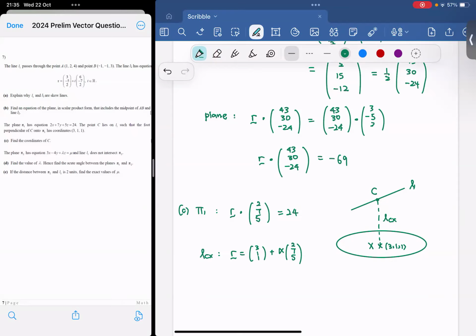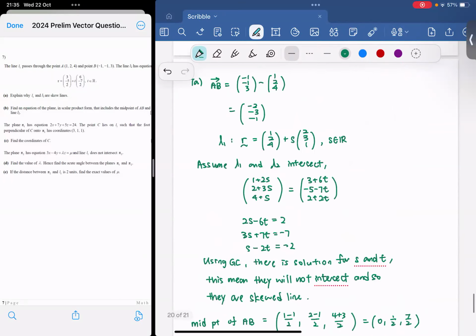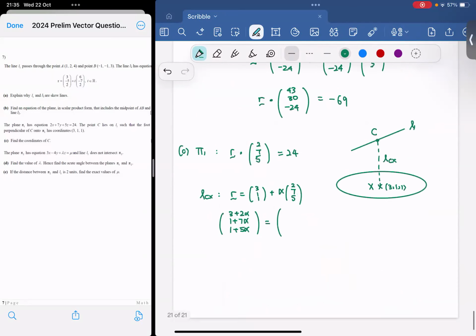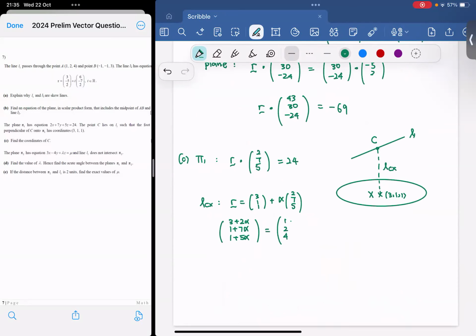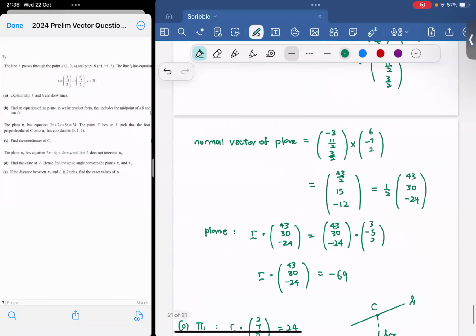Okay, so C is on this line and C is also on L1. So we find the intersection of line CX and line L1, which is (3 plus 2 alpha, 1 plus 7 alpha, 1 plus 5 alpha). This will be equal to the equation of line 1. Line 1 equation is what? (1, 2, 4) plus t (2, 3, 1). No, I use s, sorry.